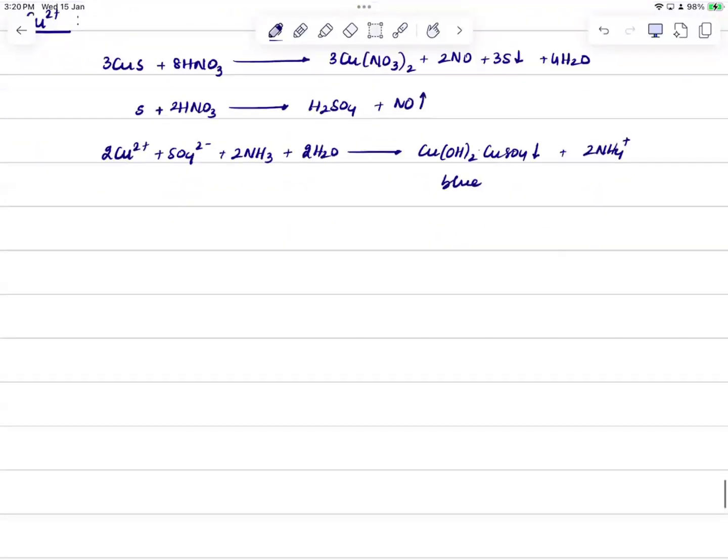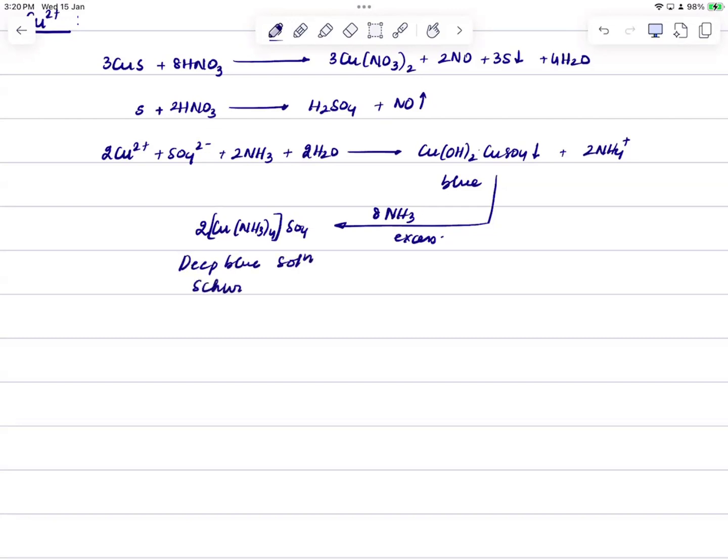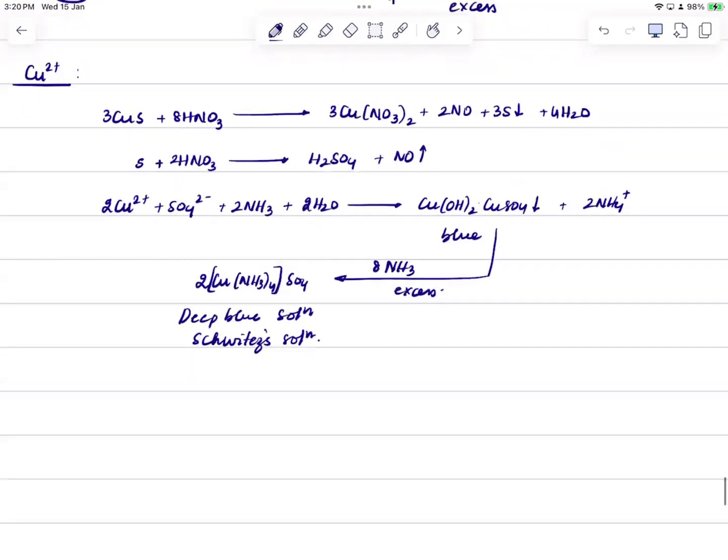But if you add an excess amount of ammonia, 8 moles of excess ammonia, then you will get 2 moles of [Cu(NH3)4] with sulfate. This is a deep blue solution known as Schweizer's solution. This is the copper 2 plus reaction. Okay.